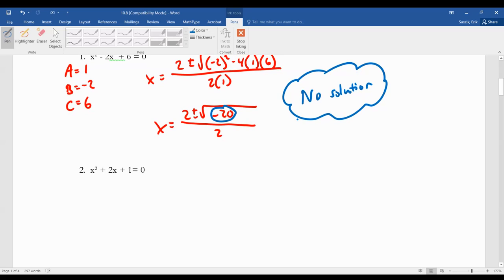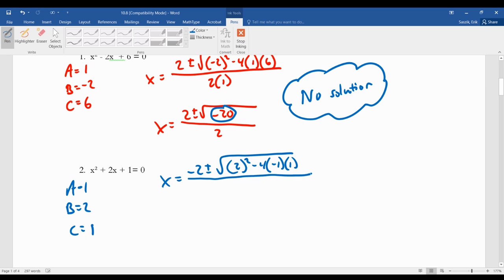In the next one, we have a is 1, b is 2, c is 1, x equals opposite b plus or minus square root b squared minus 4 times a times c all over 2 times a. Sorry, I wrote negative 1. That should be positive 1. Next down here, that becomes a 2. The number under the square root becomes a 0.